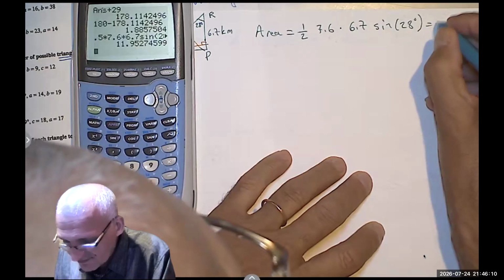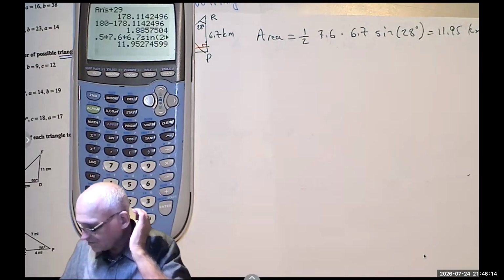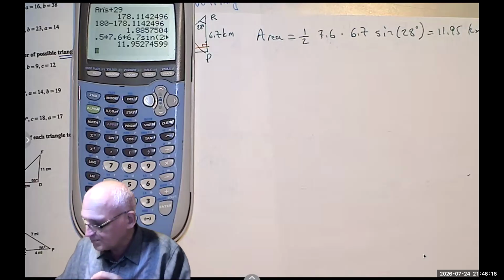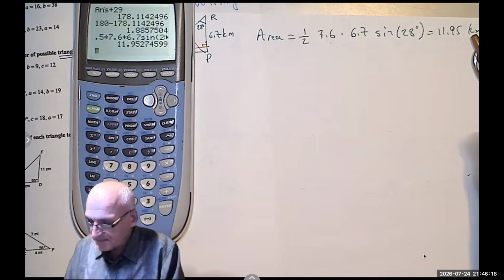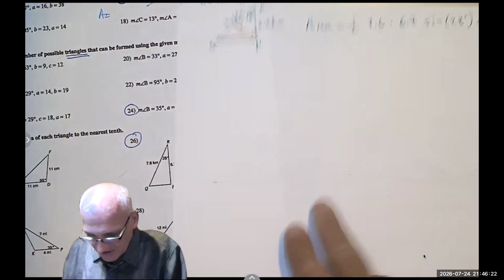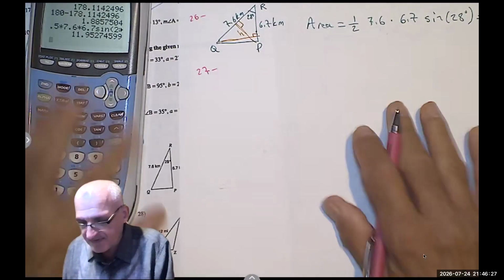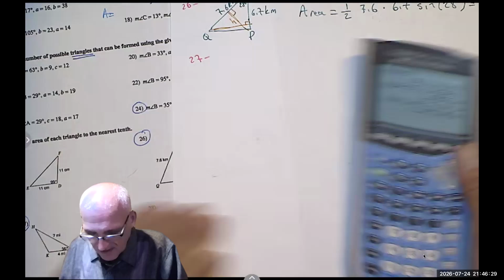And that would be 11.95 square kilometers. Don't forget the units. You can lose points. And that is number 26. We said we are going to do number 27, and that's enough. I think we covered everything here.